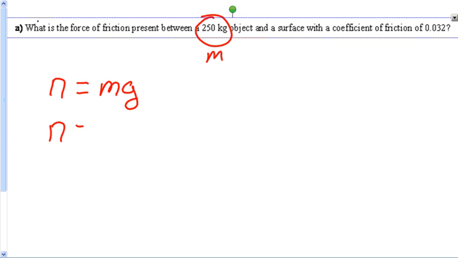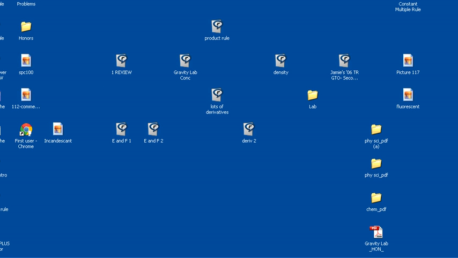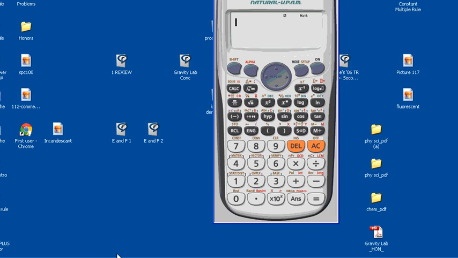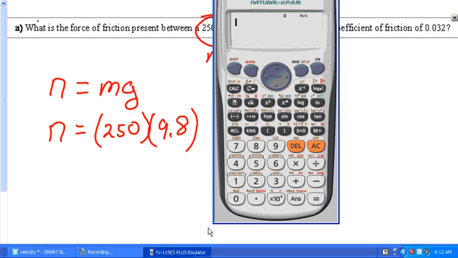I'm going to do this. So N equals m, which is 250, times 9.8. Boom, because that's what g is. I think we're on Earth. Are we on Earth? Yeah, we're still on Earth. So anyway, we're on Earth, and I've got to find my calculator. Where is it? Oh, no, I can't find it. There it is, barely on the corner of my screen. Give me my calculator back. Somebody's trying to hide it.